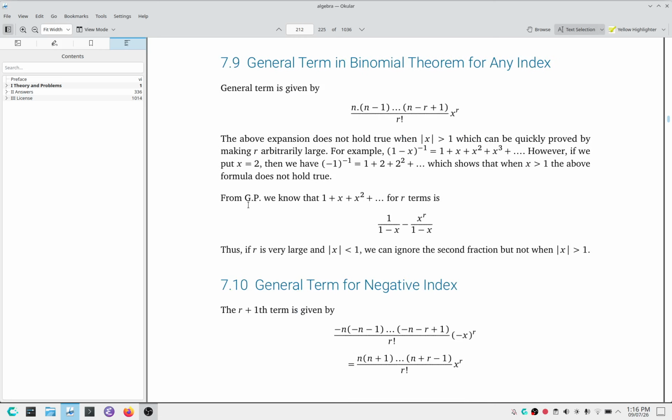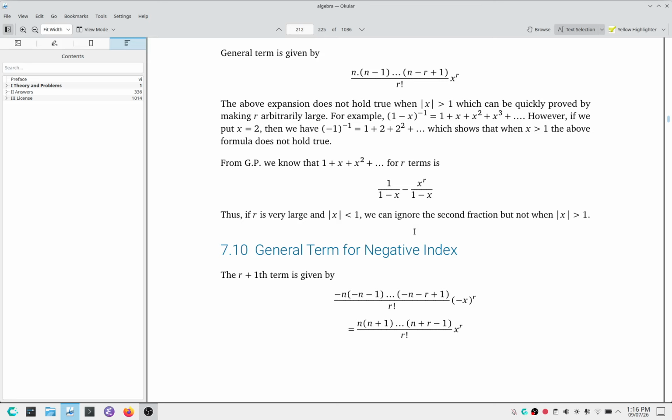From geometric progression, we know that 1 plus x plus x square up to r terms is 1 upon 1 minus x raised to the power r by 1 minus x. Thus, if r is very large and mod x less than 1, we can ignore the second fraction, but not when mod x greater than 1.